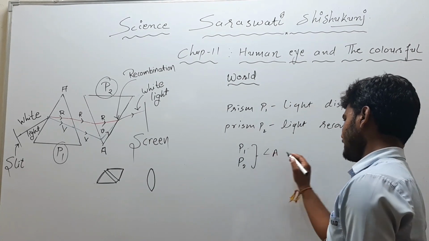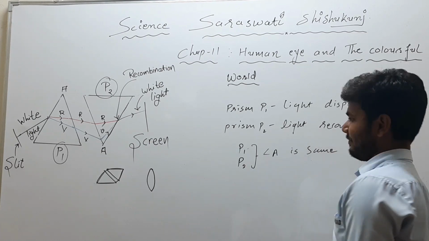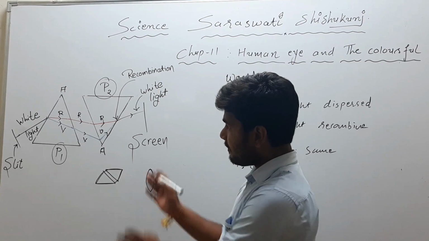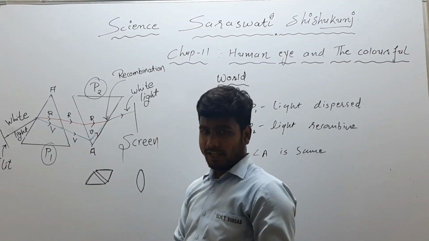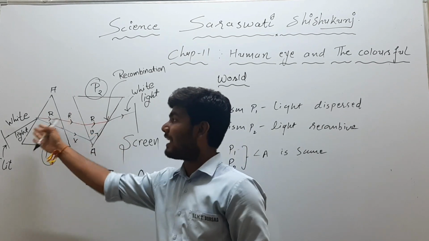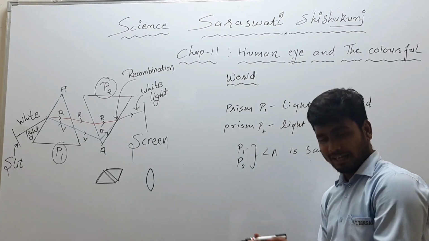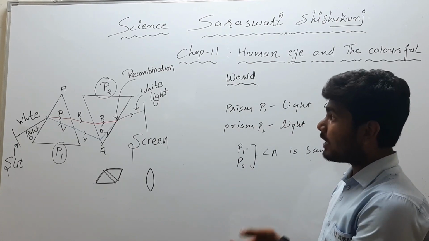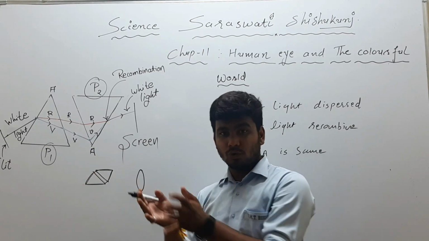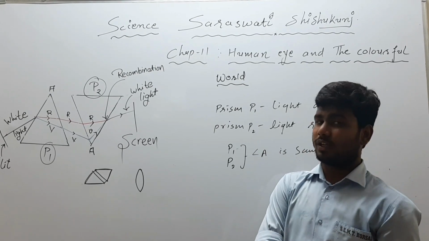Angle A means the prism angle is the same, right? Then this can happen. So if this phenomenon is done using 2 prisms, we can recombine the white light which is dispersed, right? So this question can also be asked: what is called recombination of white light? Or they can merge 2 questions: what is dispersion of light, and also explain recombination of light.